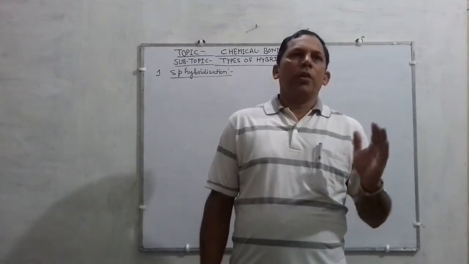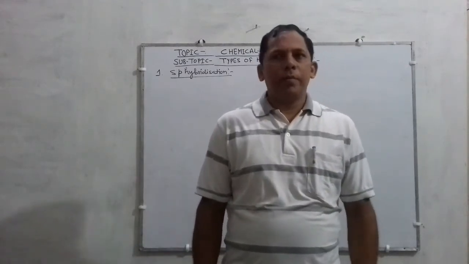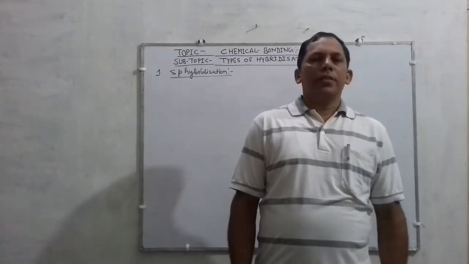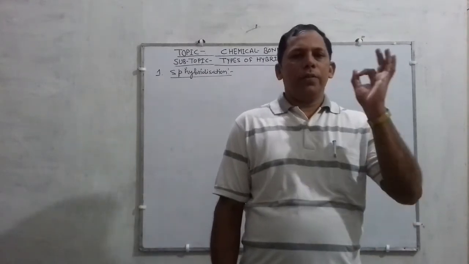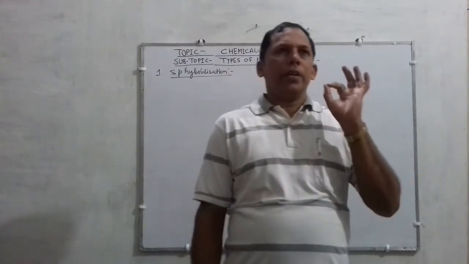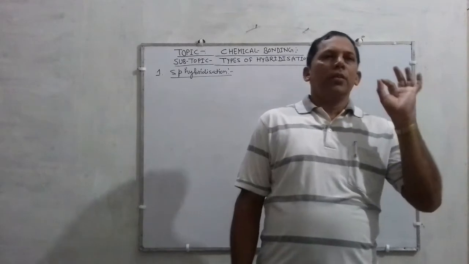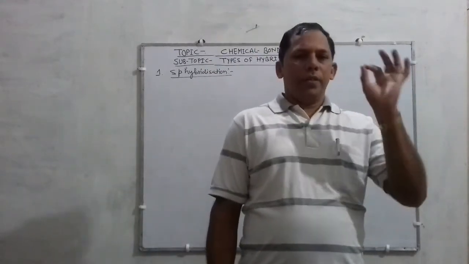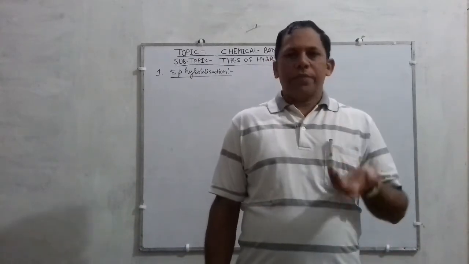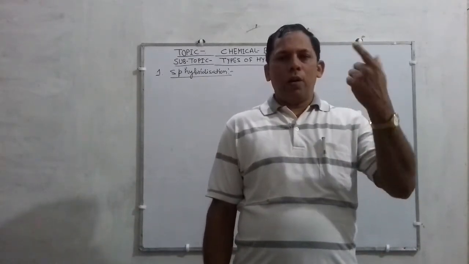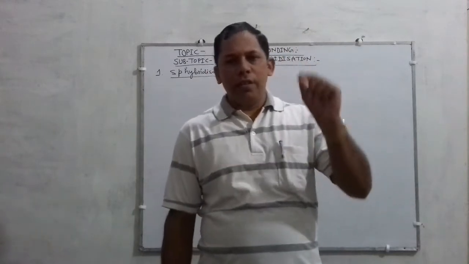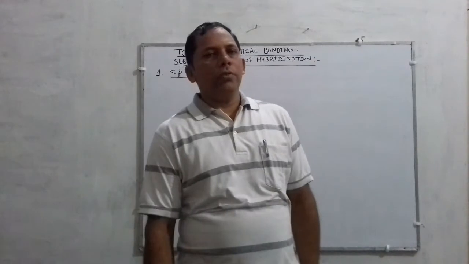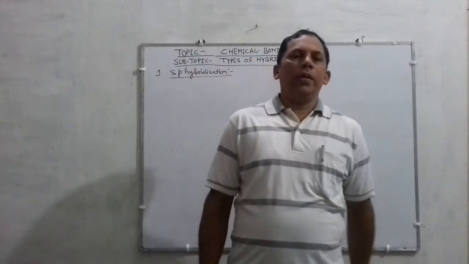As you know, and I have also discussed in the previous lecture, hybridization is of 6 kinds, in which first is sp hybridization, second is sp2 hybridization, third is sp3 hybridization, next is sp3d hybridization, next is sp3d2, and lastly sp3d3 hybridization. So, all these types of hybridization we will discuss here one by one.